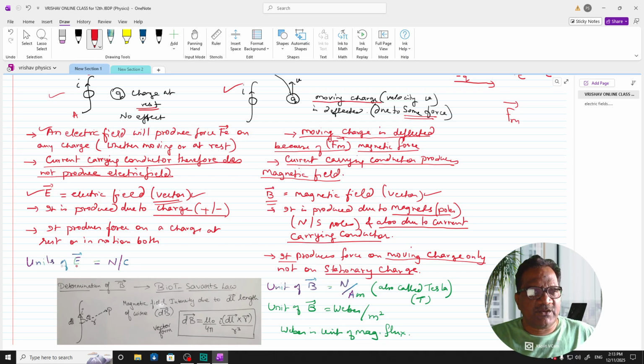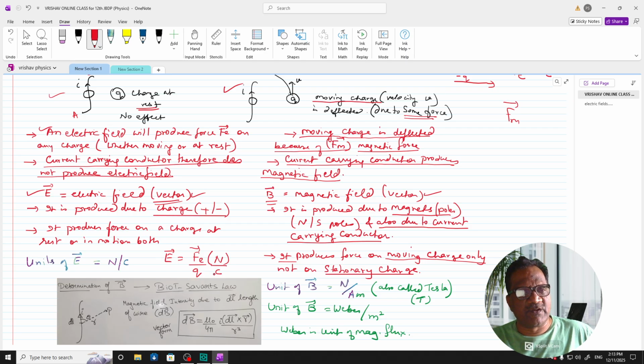Now, units of the electric field. We have studied in the past that the unit of the electric field is Newton per Coulomb, because electric field by definition is electric force divided by the charge. Electric force has a unit of Newton, and the charge has a unit of Coulomb. So you can see that electric field has a unit of Newton per Coulomb.